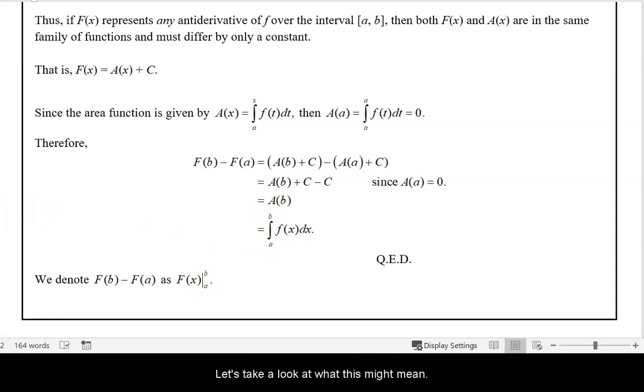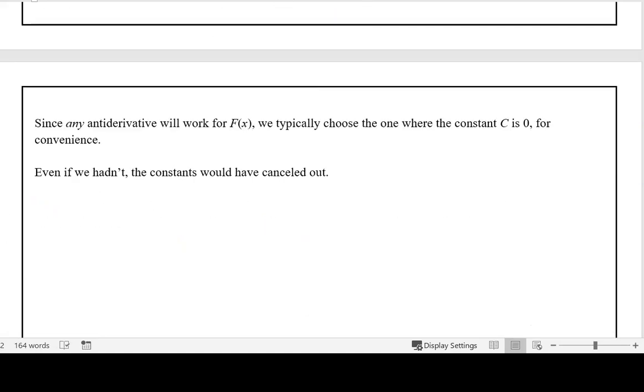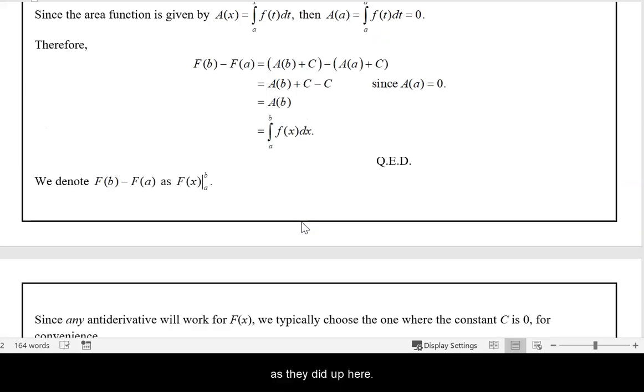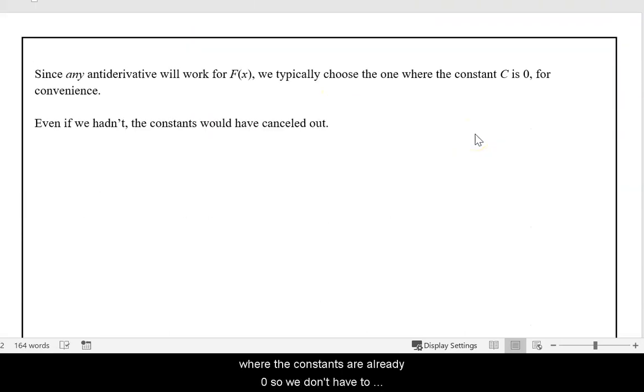Let's take a look at what this might mean. Since any antiderivative will work, we typically would choose the one where the constant is already 0, just for convenience's sake. Even if we don't, the constants will cancel out just as they did up here. In that case, it makes sense to choose the one where the constants are already 0, so we don't have to mess with something that's going away anyway.